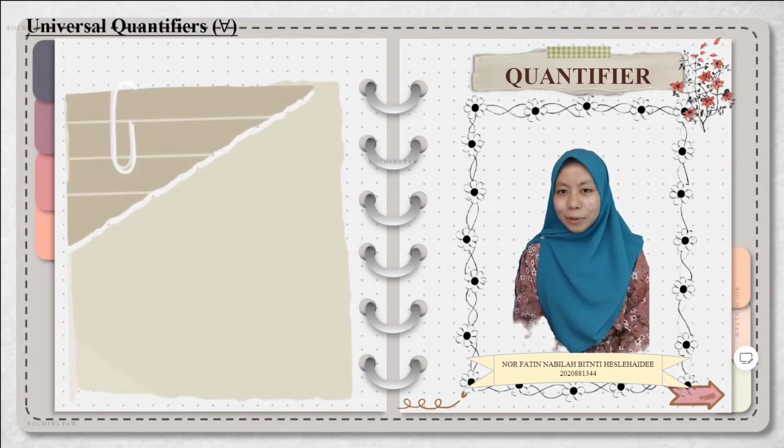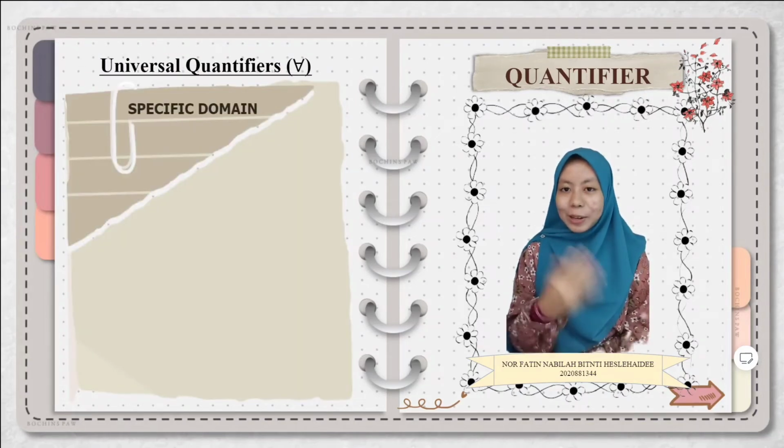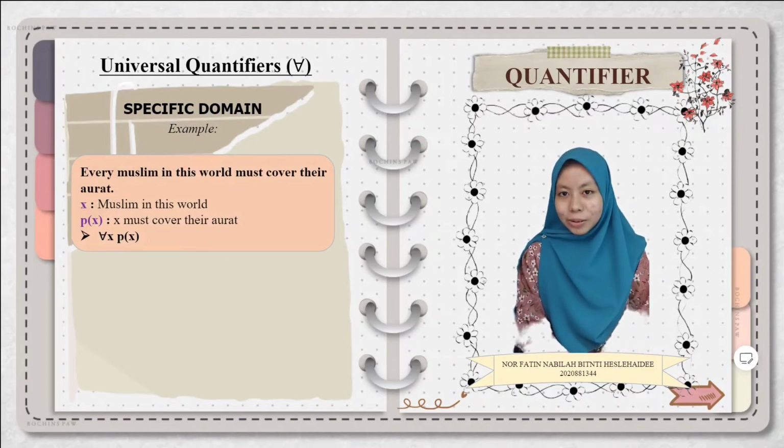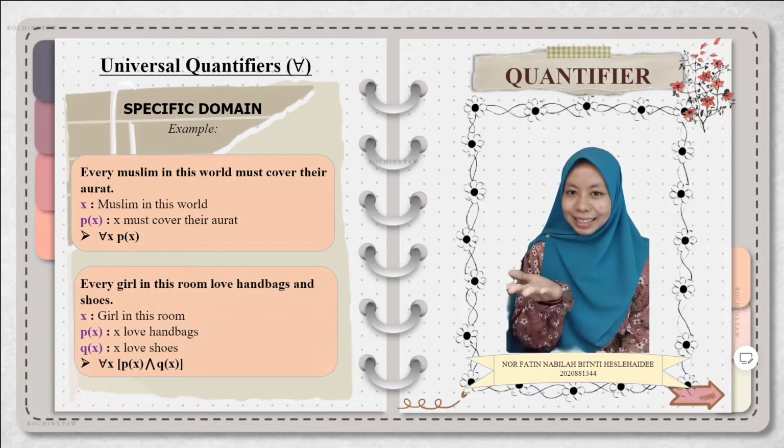Now, let's look at universal quantifiers in a specific domain. Look at the example. Every Muslim in this world must cover their aurat. So our domain x is Muslims in this world. Meanwhile, our statement P(x) is x must cover the aurat. So look at the answer.